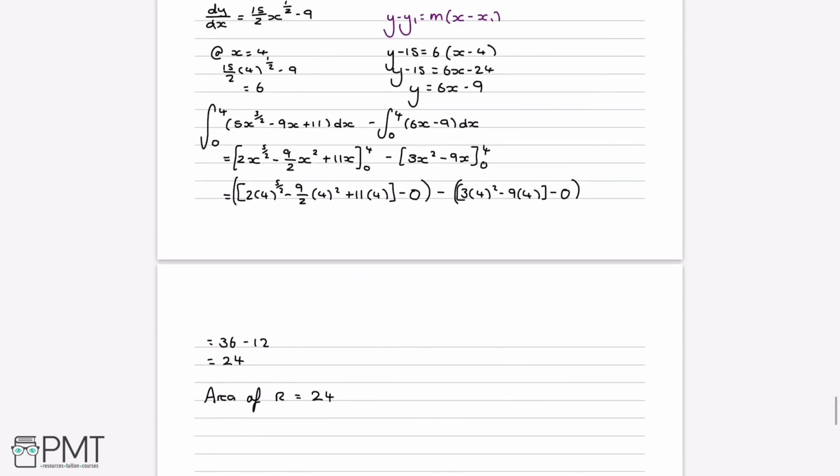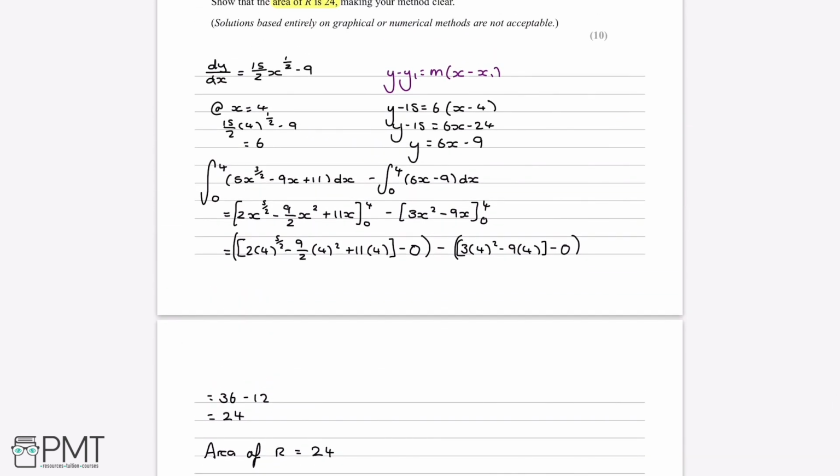So there's quite a lot of marks up for this question, 10 marks. Our first mark comes from differentiating the equation of curve C to give us this. So we get a method mark and an answer mark, so this should be 2 marks, just for differentiating this. And then we get a further method mark for substituting in x equals 4 and finding that the gradient is 6.